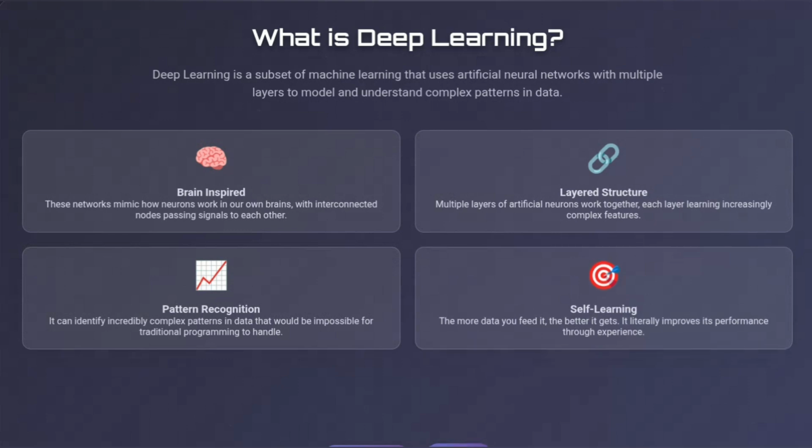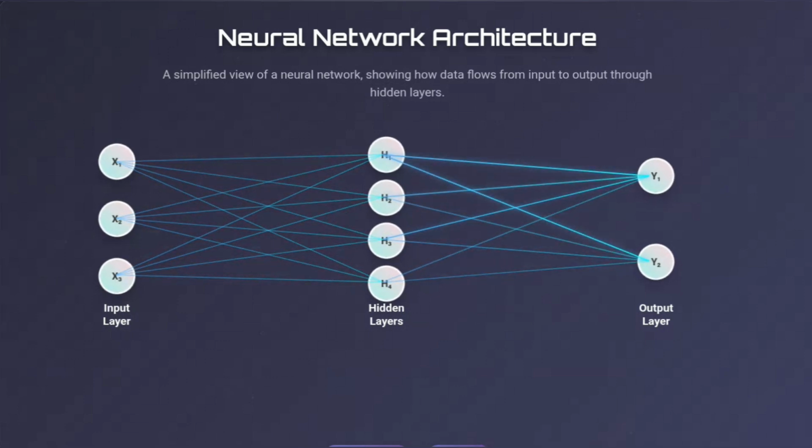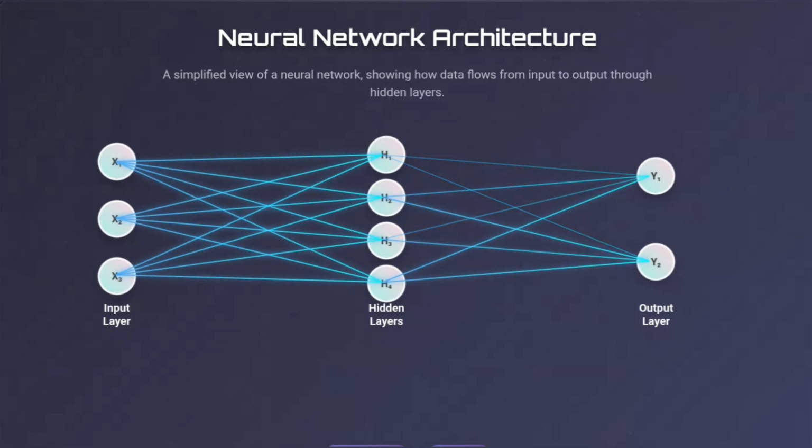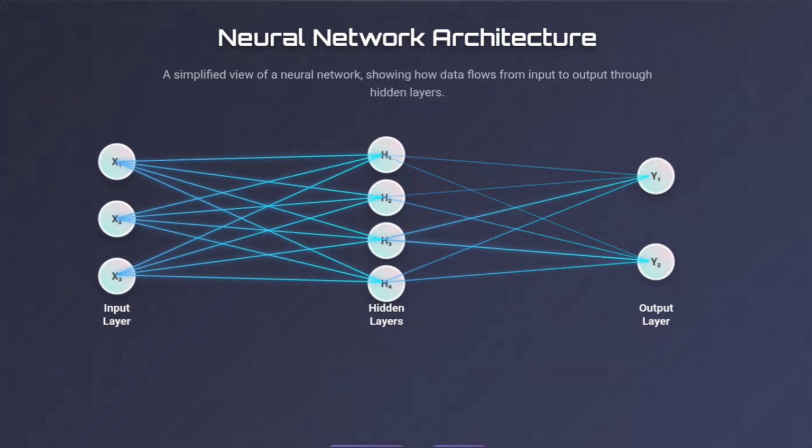Now let's look at the architecture of a neural network. This is where the magic happens. What you're seeing here is a simplified view of how these networks are structured. On the far left, we have the input layer. This is where raw data enters the network. Think of it as the eyes and ears of our artificial brain.